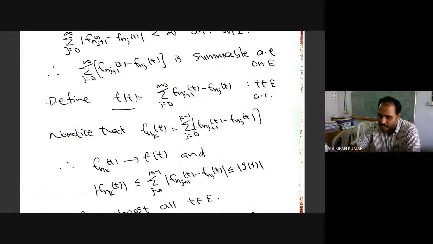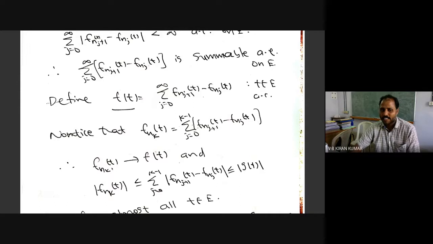But this is equal to f_{n_k}(t) because the terms will get cancelled. The zeroth term and first term will be here, and in the second term you'll have the first term and second term, so the first term gets cancelled and so on. Only the last term and the first term will remain. The first term means the zeroth term, but f_{n_0} is 0. So this is f_{n_k}(t), simply by cancellation. So this converges to f(t).